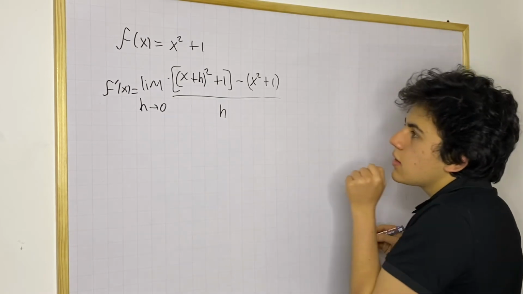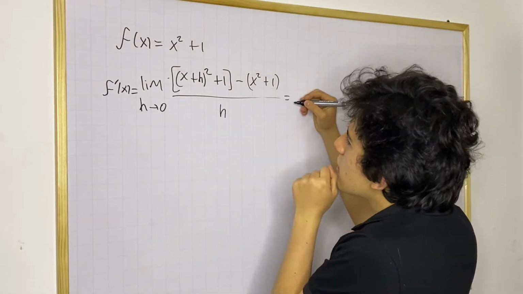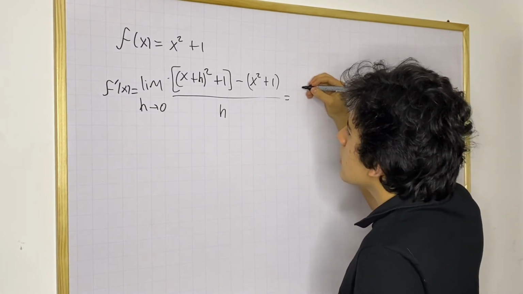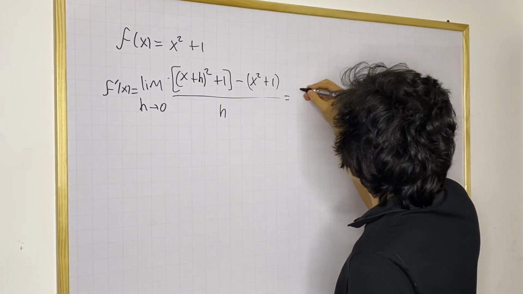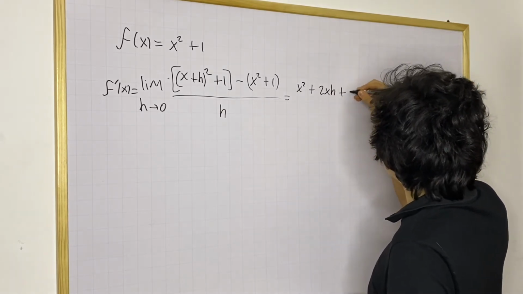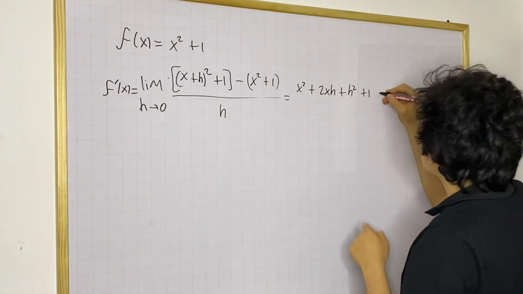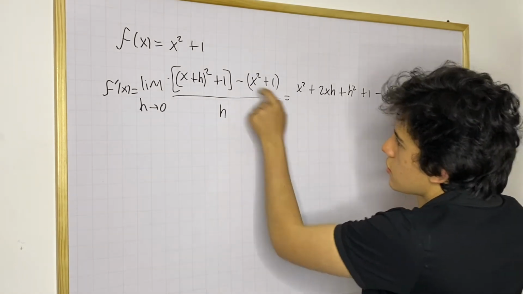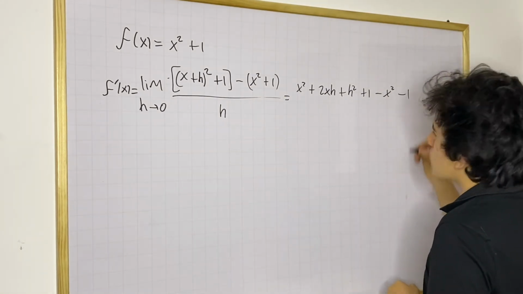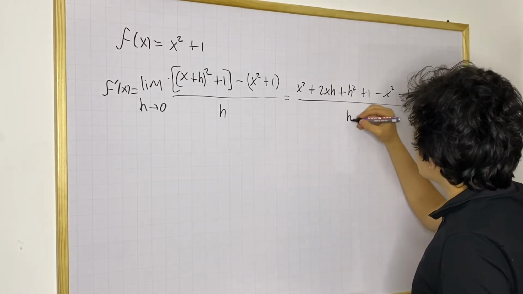Now let's solve what we have here, okay? In this case, we can expand that. We know how much that is going to give us. So we're going to have x squared plus 2xh plus h squared plus 1 minus x squared. Now just distribute the minus sign, minus 1. And all of this is going to be divided by h.